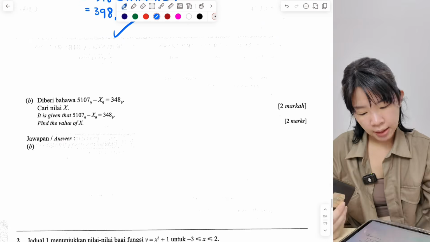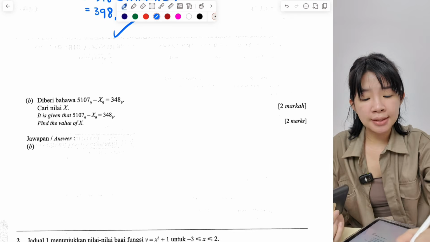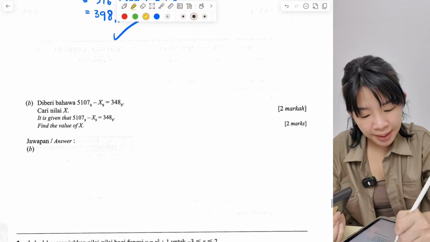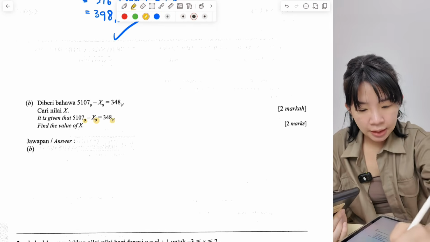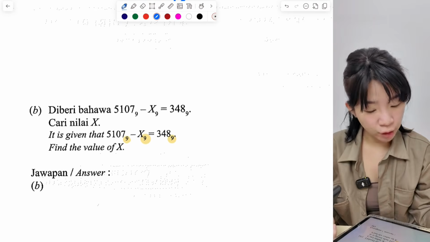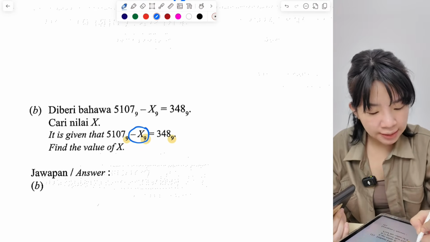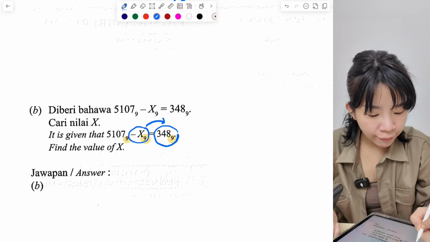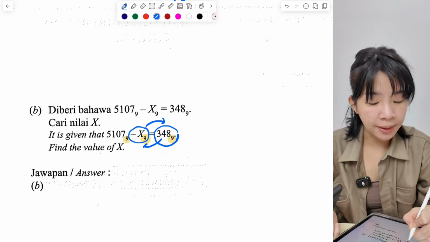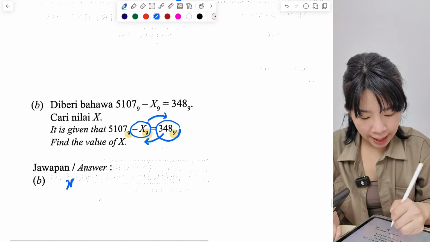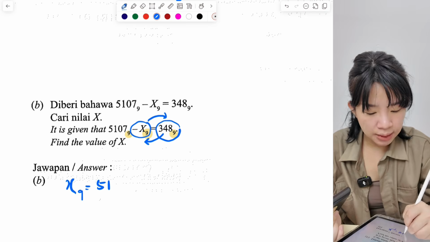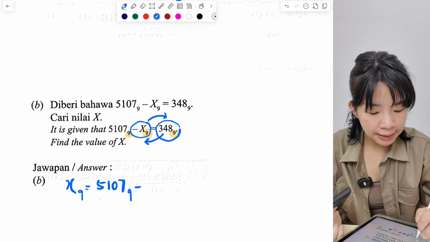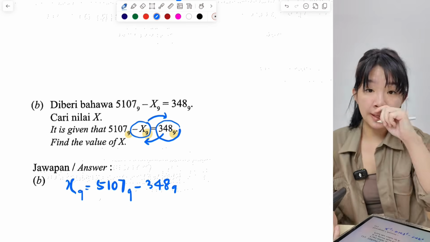Alright, next question. Okay, find the value of x. So check, the x is in what base? So x is base 9. Okay, everything is base 9, like finding an unknown. If you want to find x, this negative x moves to the other side. So this 3, 4, 8, positive 3, 4, 8 brought over becomes minus. So if you want to find x, we just take 5107 base 9 minus 348 base 9.